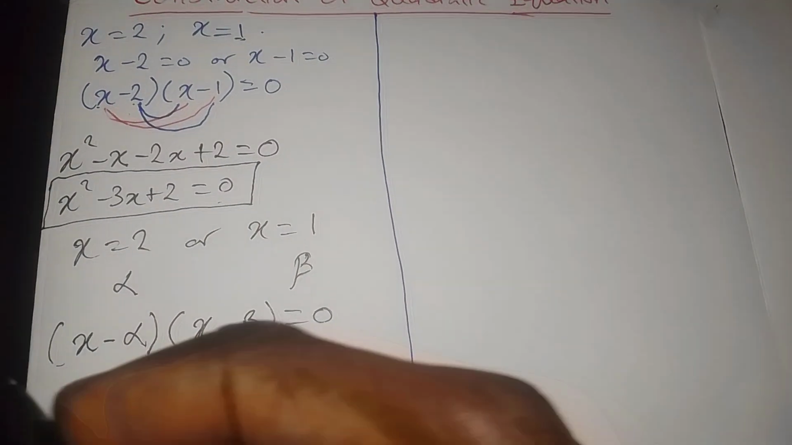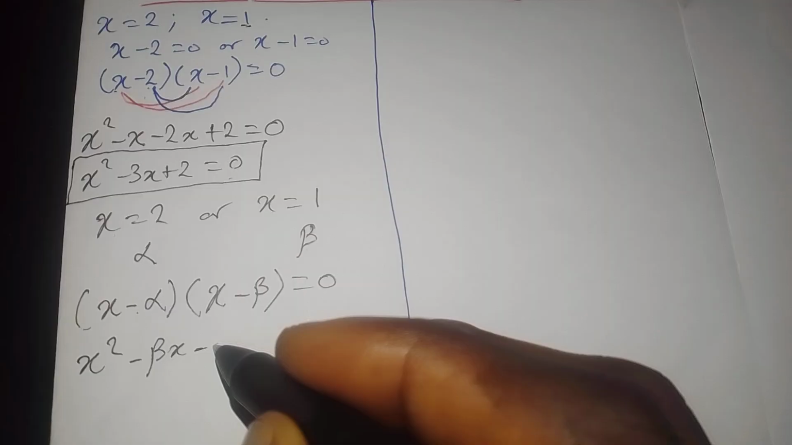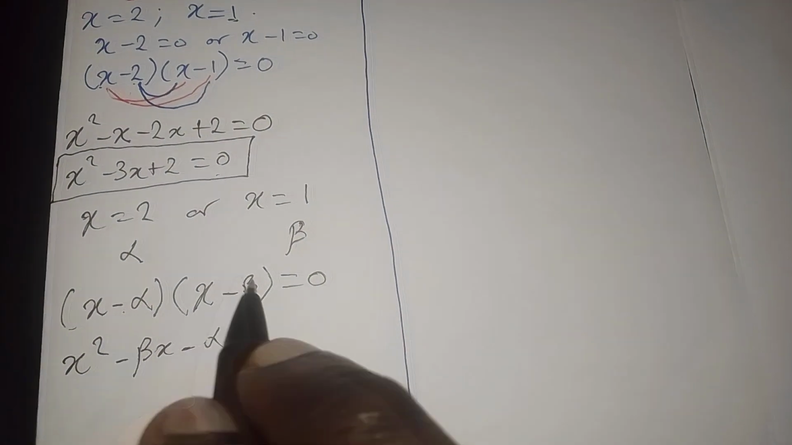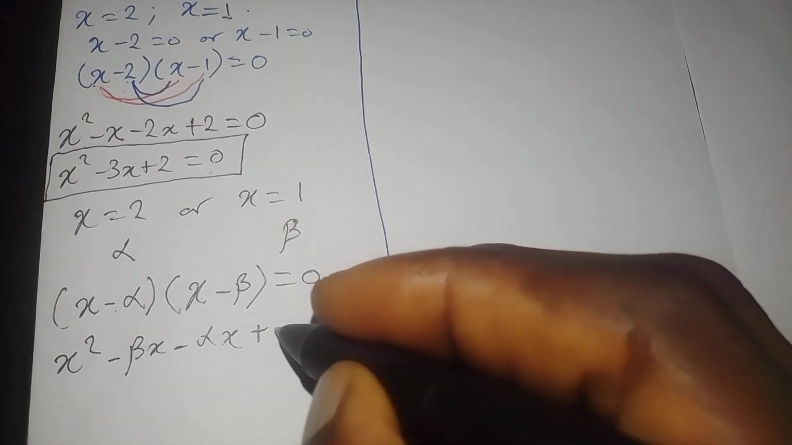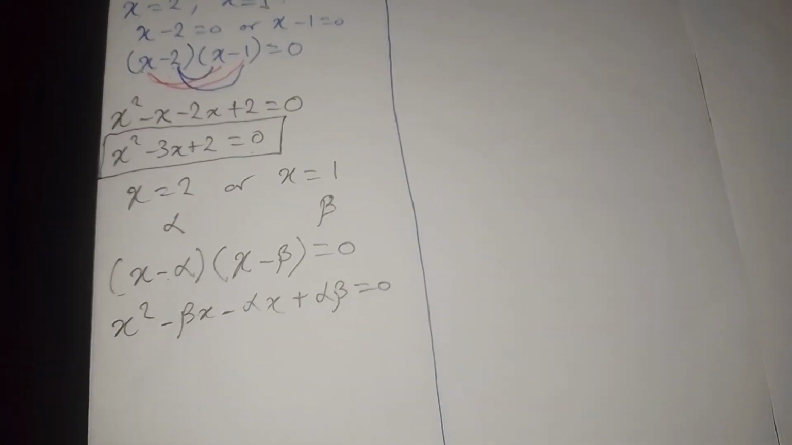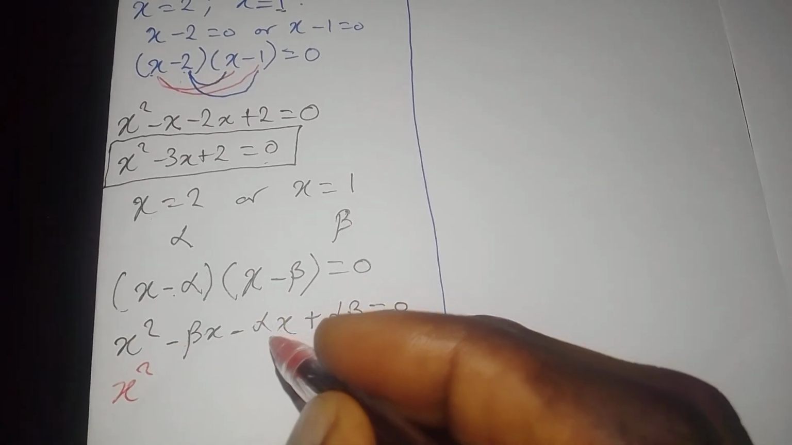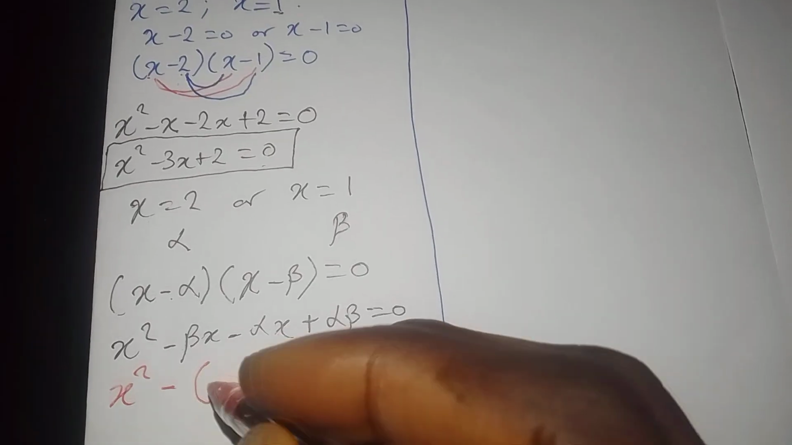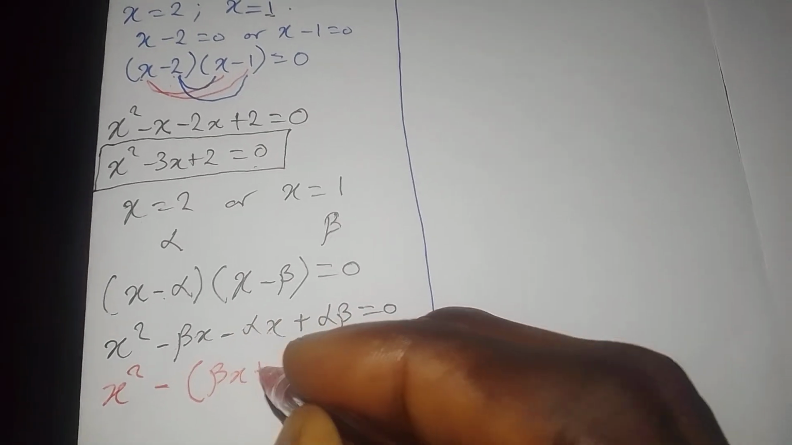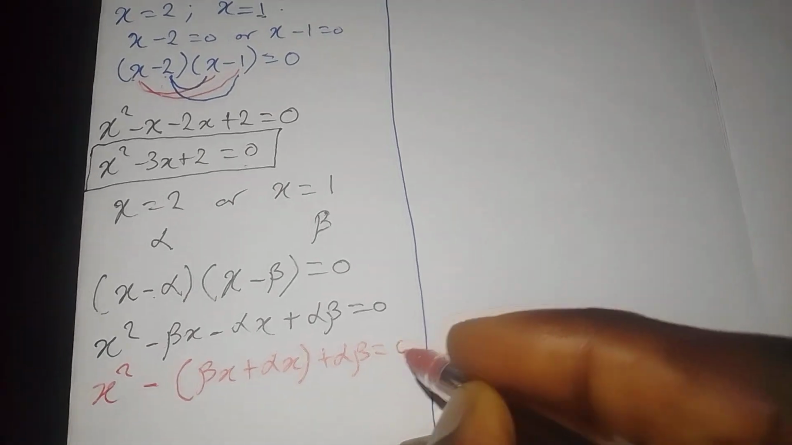We are going to say x times x is x squared. x times beta is minus beta x, minus alpha times x is minus alpha x, minus times minus is plus, then alpha times beta is alpha beta, equals 0. So from this point I can say x squared, minus is common to alpha and beta, so minus into brackets (beta x plus alpha x), plus alpha beta equals 0.